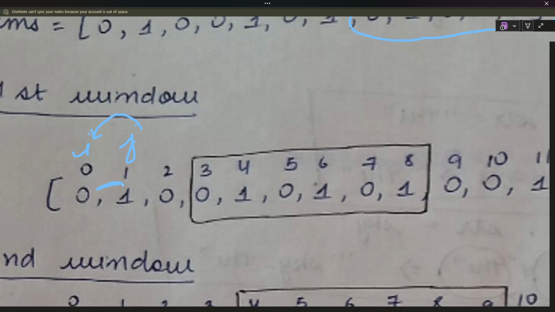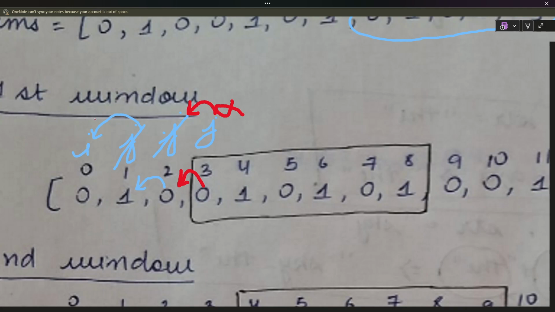So we move forward, and j comes here. Now we check again whether this 0 is equal to 1. No, so in this case we move j. Now see here, this 0 is equal to the 0, I mean j minus 1 is equal to j. So in this case it's not alternating.